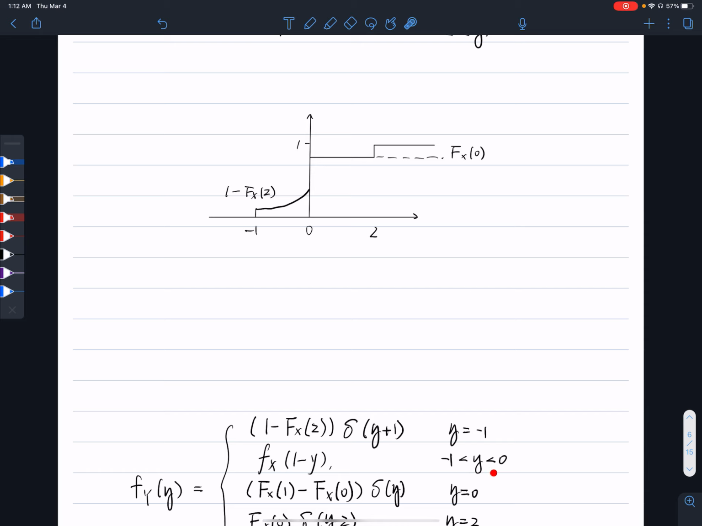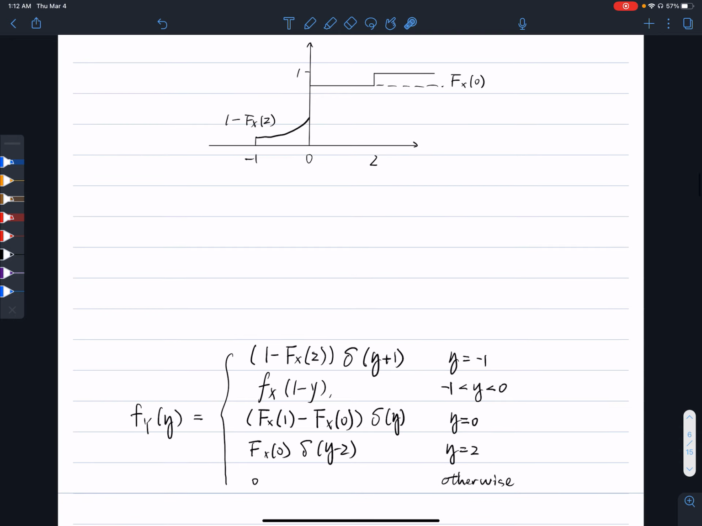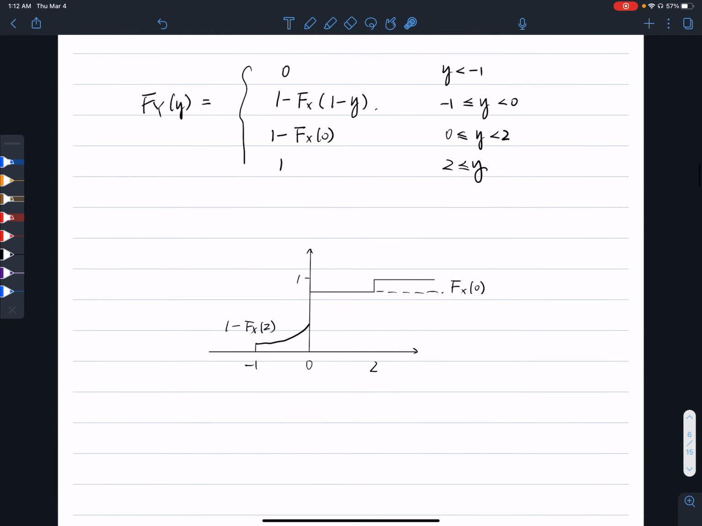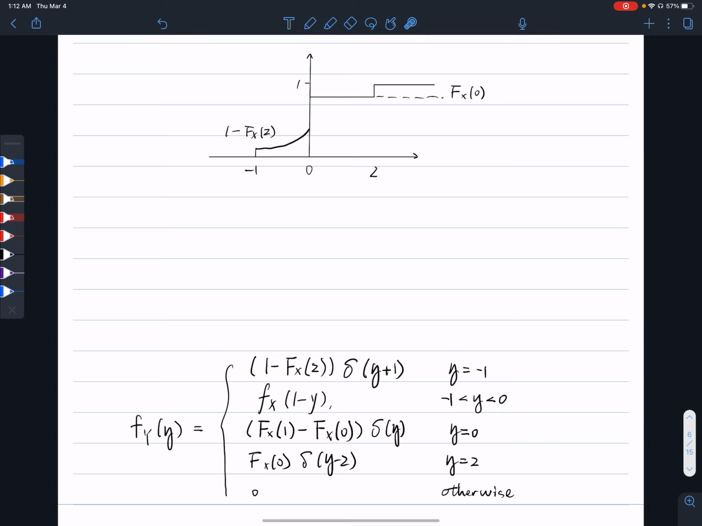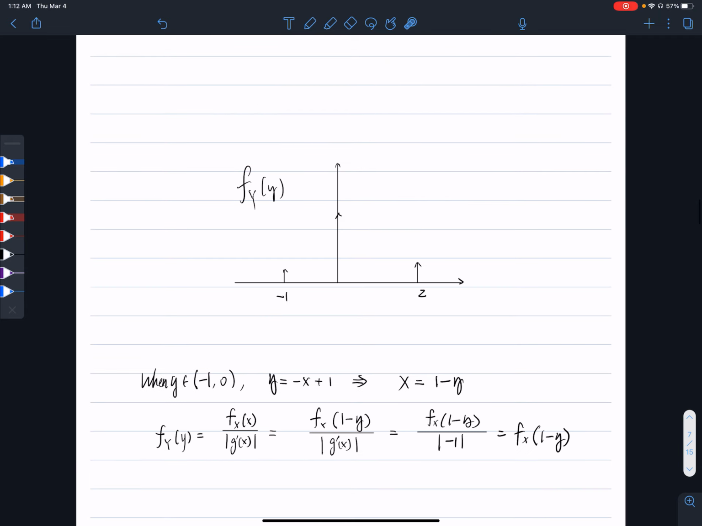For negative 1 to 0, it's simply the function here, which is just 1 minus y. At y equal to 0, it's the same thing: 1 minus F_X(0) times the impulse at 0, and also F_X(0) times the impulse at y minus 2. Otherwise it's equal to 0. So I can draw the pictures we already discussed. Here is negative 1 and the impulse, here is 0, and here is 2. So basically that's question 1.